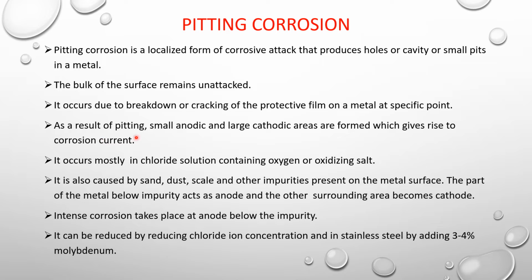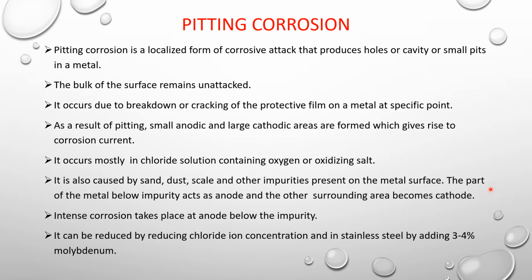As a result of pitting, small anodic and large cathodic areas are formed, which gives rise to corrosion current. It occurs mostly in chloride solution containing oxygen or oxidizing salt. It is also caused by the sand, dust, scale and other extra impurities present on the metal surface.